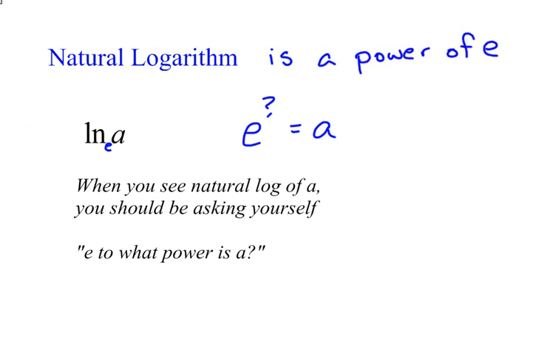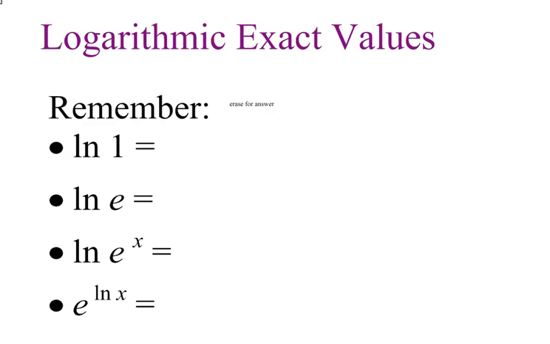Okay, so let's take a look at what this means. In this particular slide, we're going to look at some basic ones. The natural log of 1. Now, it turns out it doesn't matter if it's natural log or any log. The log of 1 always equals the same number. But in this case, we'll think of it as e to what power is 1, and e to the 0 power is 1.